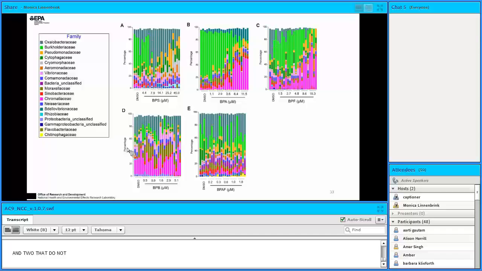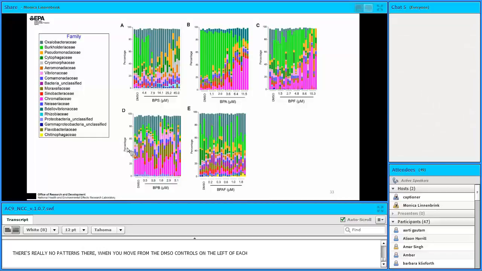And this is probably a more classic way of looking at these microbiota community structure profiles using stacked bar plots. So on the bottom, in figures D and E, there are examples of BP replacement compounds that do not perturb microbiota, and you can see there's really no patterns there when you move from the DMSO controls on the left of each figure to the highest concentration of each particular test compound.